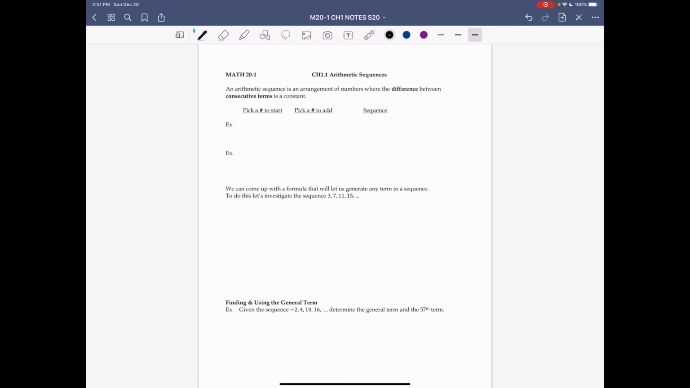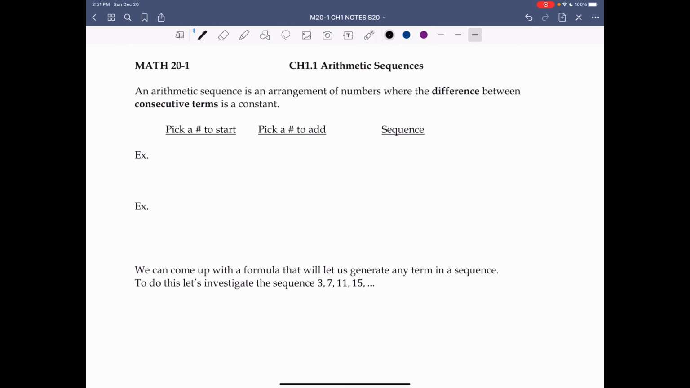Chapter 1.1 Arithmetic Sequences. An arithmetic sequence is an arrangement of numbers where the difference between consecutive terms is a constant. Example, pick a number to start. I'm going to pick 6. Pick a number to add. I'm going to pick 3.